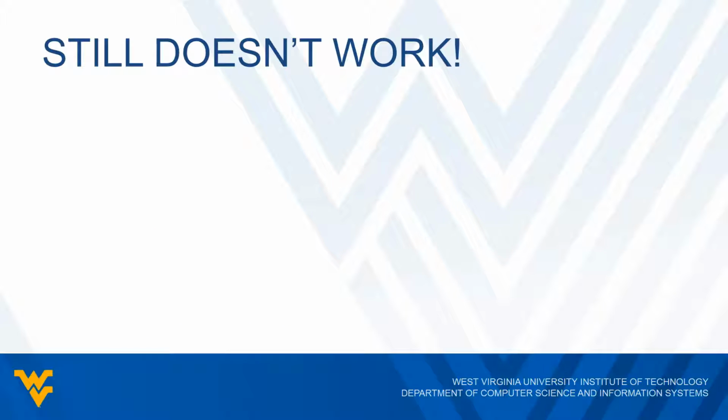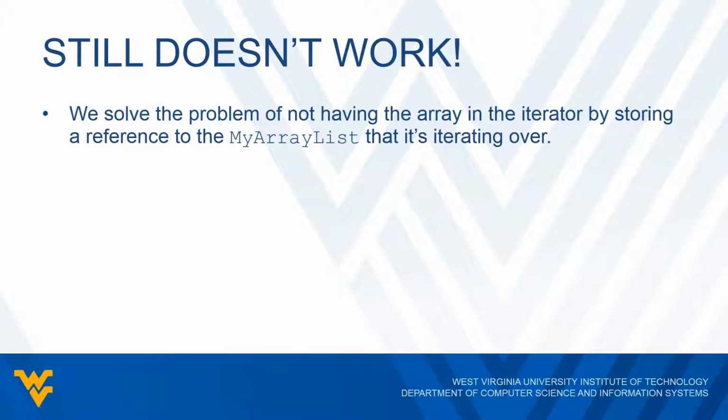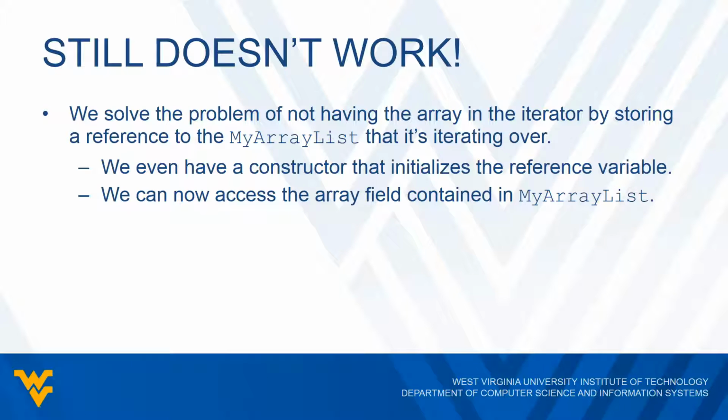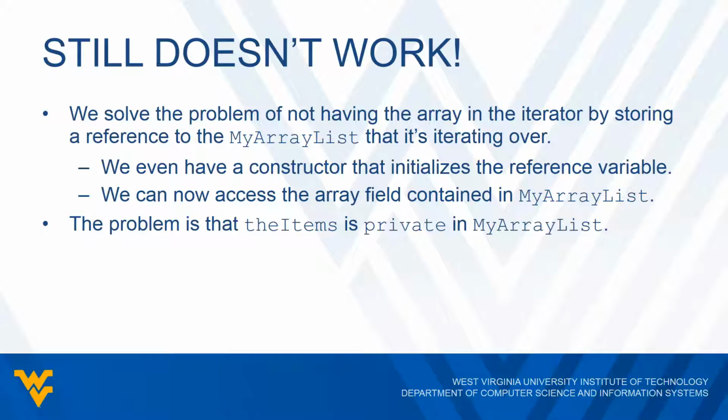Well, with all that, I have some bad news for you. This still doesn't work. The good news is that it solves the problem of not having the array and the size method in our ArrayList iterator class, because we're storing a reference to myArrayList, so we're just iterating over that. We even have the constructor that initializes the reference variable. That means we can access the array field that's contained in myArrayList, but the problem here is the items array is private in myArrayList.